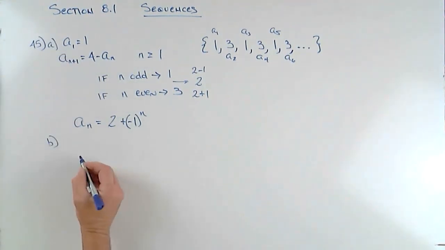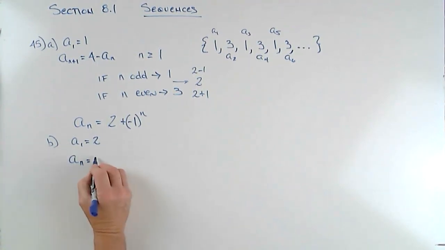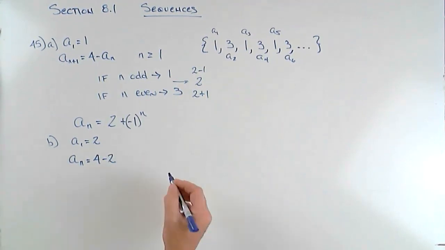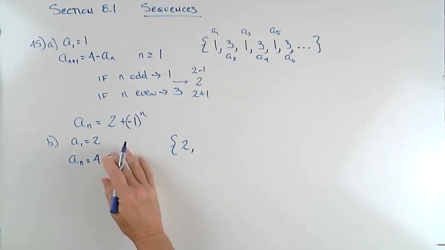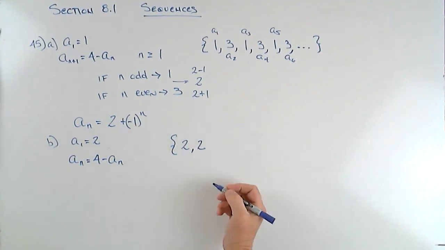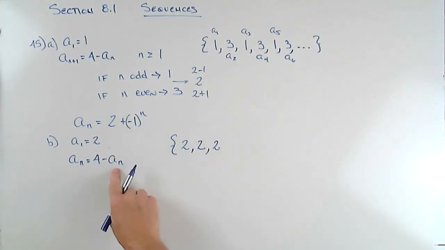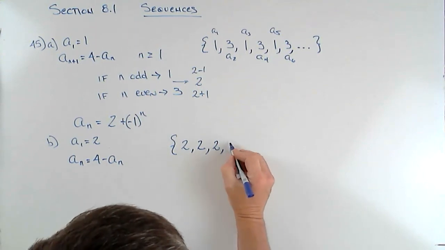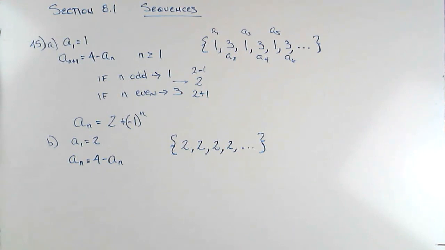Part B says, what happens if a sub 1 is equal to 2? Well, if a sub 1 is equal to 2, and we write down a few terms here, a sub 1 is 2, then the next term is going to be 4 minus 2, that's going to be 2. And then the next term is going to be 4 minus this 2, and that's going to be 2. And then the next term is going to be 4 minus this 2, and that's also going to be 2. And then we have a convergent sequence because our sequence is 2, 2, 2, 2, 2, 2, 2. So our sequence converges.